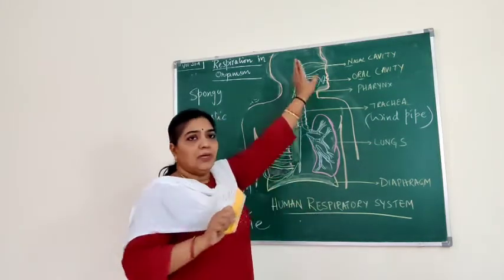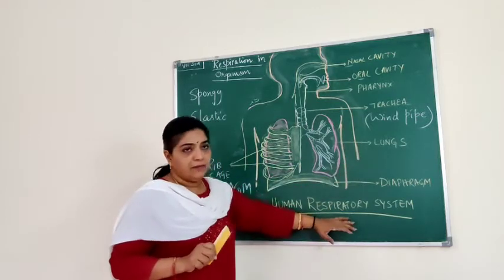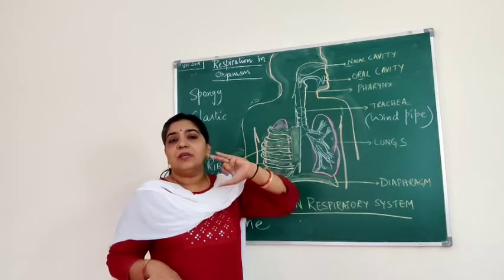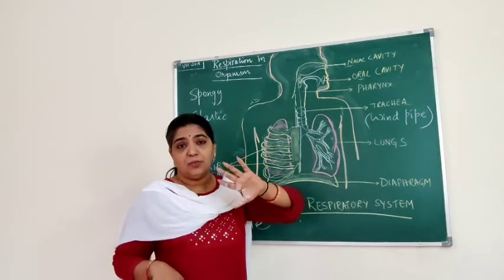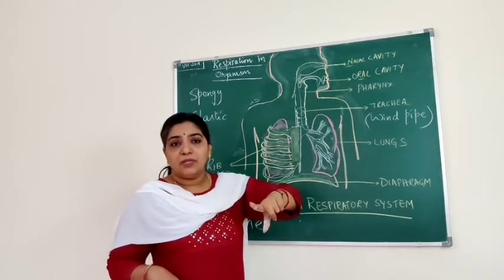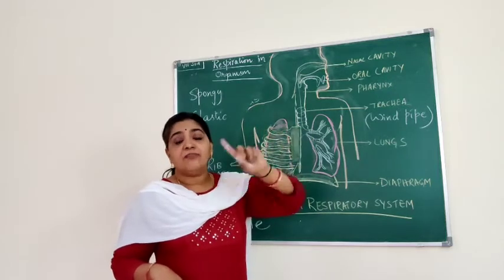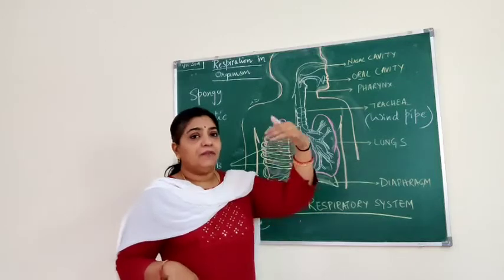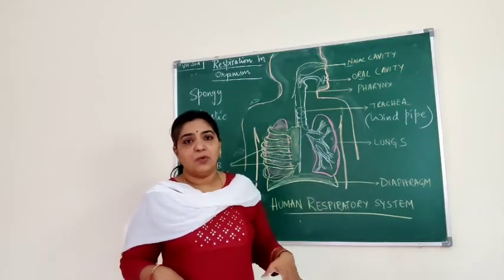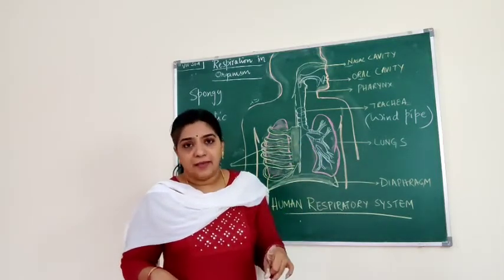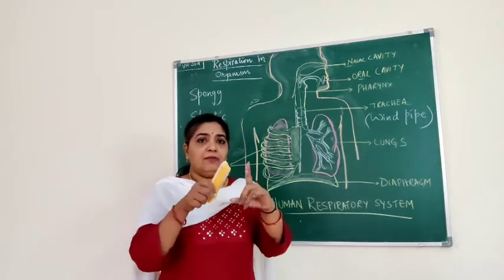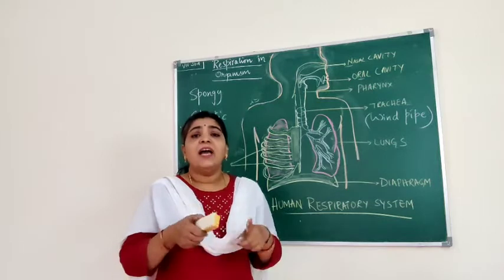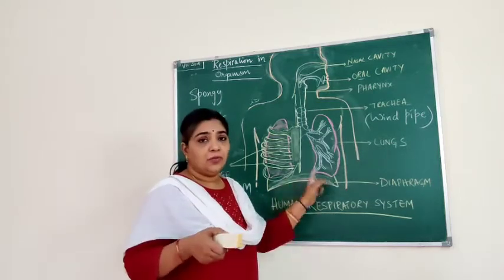Once, let me tell you the organs of our human respiratory system. The nose has two openings called nostrils. It will lead to the nasal cavity. Then the pharynx is a common passage for both food and air. Then we have the larynx. Larynx is the voice box. Then the trachea is the windpipe. The windpipe will break into two branches, that is bronchus, and each bronchus will enter into each lung.